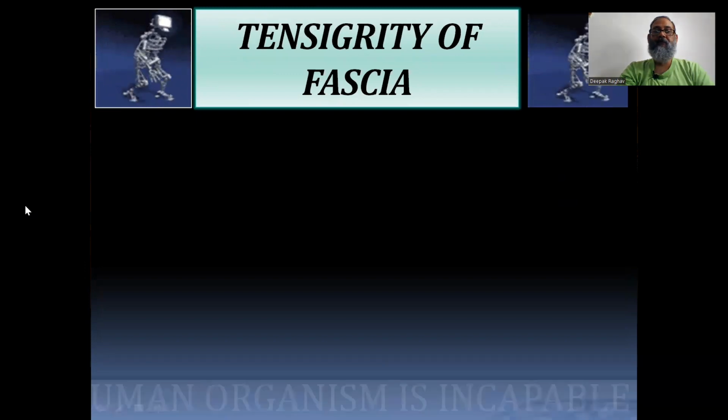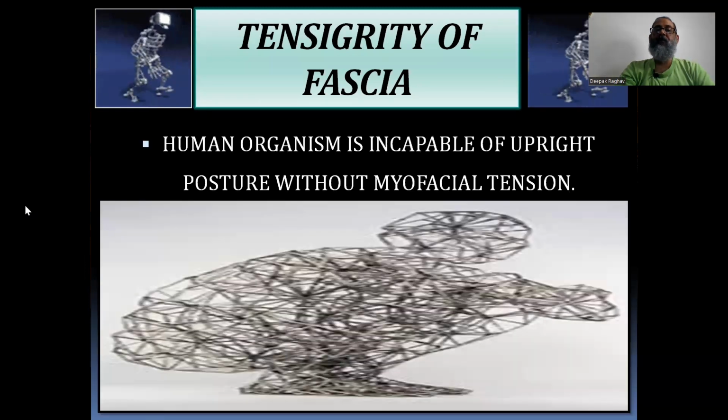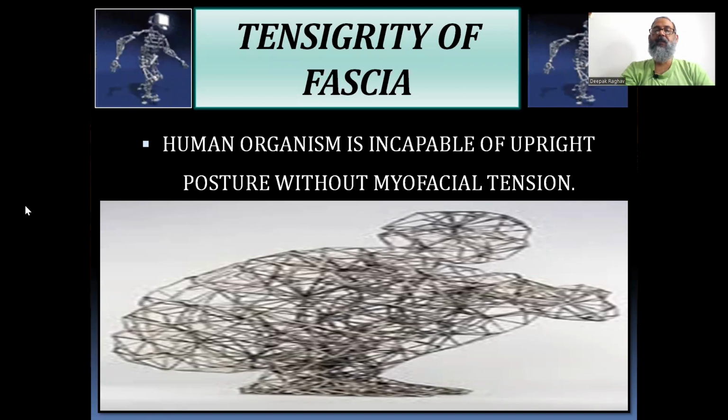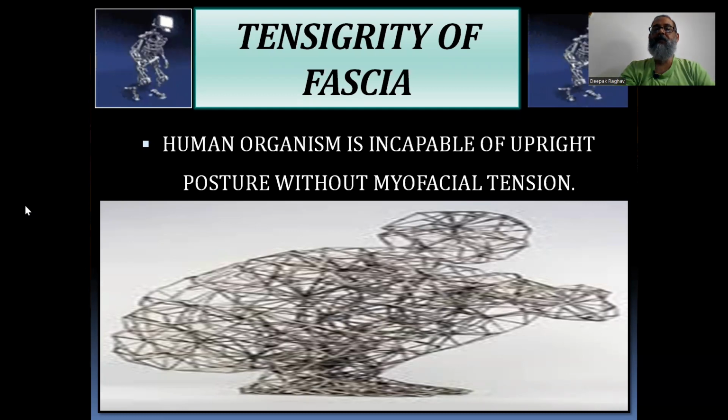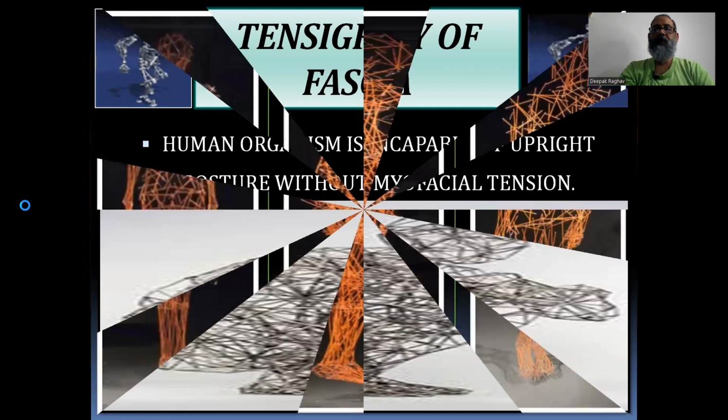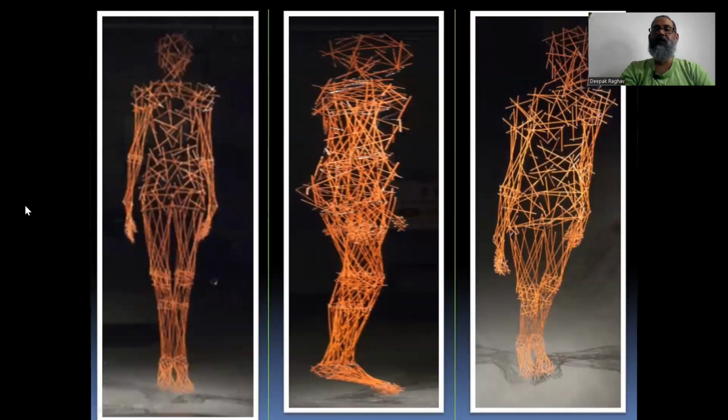Tensegrity of fascia. The human organism is incapable of upright posture without myofascial tension. This tension is created by the fascia, known as tensegrity of the fascia. Without this, the human body is unable to keep its upright position. So this is the three-dimensional view of the fascia in all three directions, how the fascia is present and the pattern of fascia inside the human body.